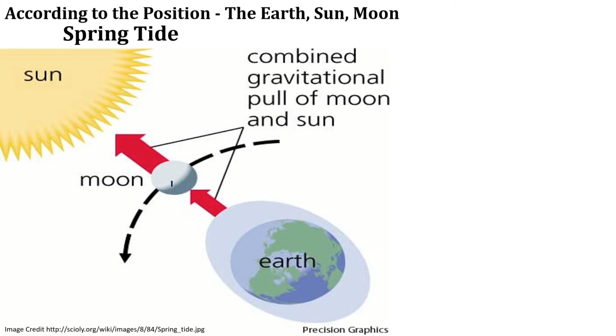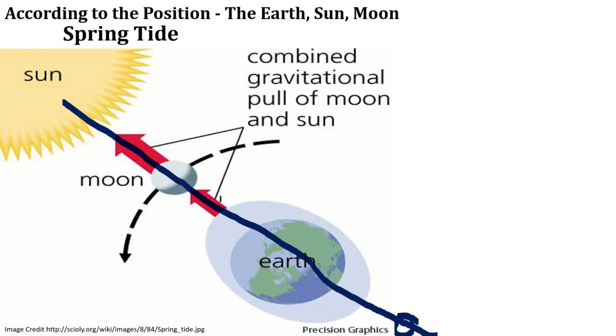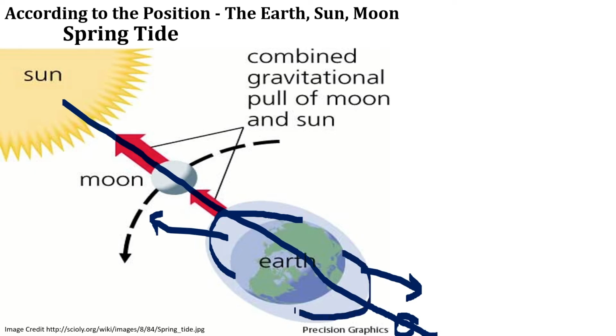Now let us see the second phase. When the moon revolves around the earth and reaches this place, again they will be in a straight line. Sun, earth and moon will be in a straight line. So on this side there will be a gravitational pull due to the sun, and on the other side there will be a gravitational pull due to the moon. This situation also gives spring tide, where there is the highest tidal bulge on both sides. So these are the spring tides occurring in both situations.